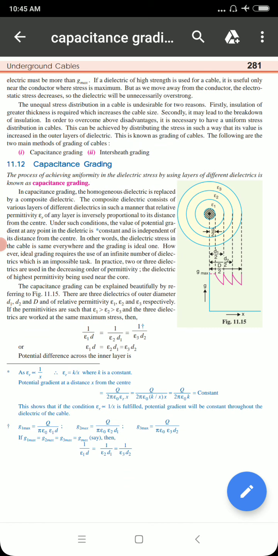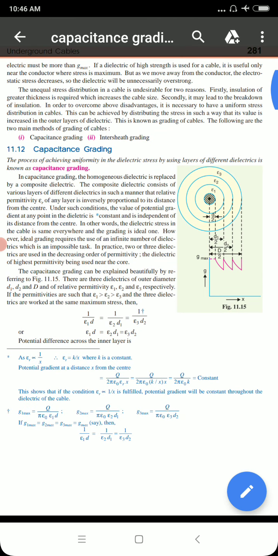So in capacitance grading, the homogeneous dielectric is replaced by a composite dielectric. The composite dielectric consists of various layers of different dielectrics in such a manner that the relative permittivity εr of any layer is inversely proportional to its distance from the center. Under such conditions, the value of potential gradient at any point of the dielectric is constant, independent of its distance from the center. In other words, dielectric stress in the cable is the same everywhere and the grading is ideal. However, ideal grading requires an infinite number of dielectrics, which is an impossible task.